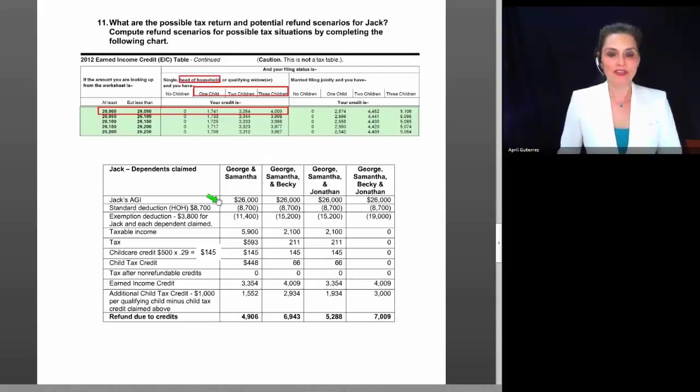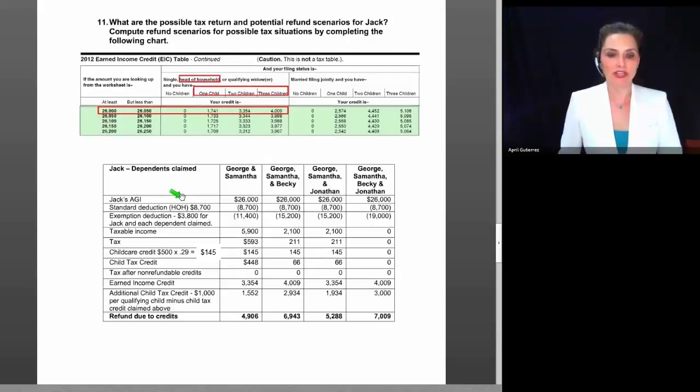So what I've done here on the table is across the line, you can see that the AGI is the same regardless of who Jack claims, and his filing status is the same regardless of who he claims. But the exemption deduction will vary depending on how many dependents he claims. That amount can go up. It can reach a high over here of $19,000 when he claims all of the dependents. But you can see that when he claims all of the dependents, his taxable income drops to zero. And as soon as his taxable income drops to zero, he has no tax. If he has no tax, he gains no benefit whatsoever from claiming the child care credit that he paid.